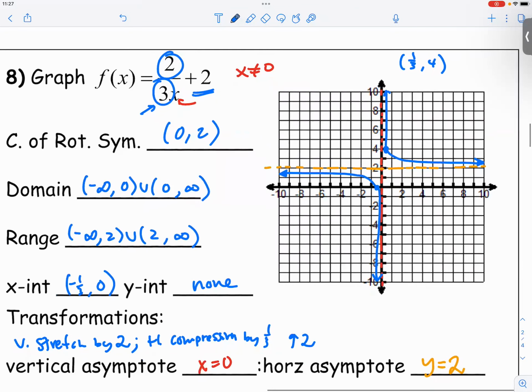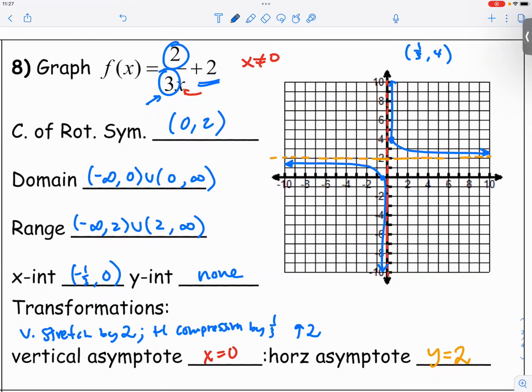So that's number 8. Make sure that you take care of the vertical stretch and the horizontal compression carefully. Think about how the vertical stretch and compression, horizontal stretch and compression, it's more about multiplying. And then the shifting is about adding and subtracting. Okay.